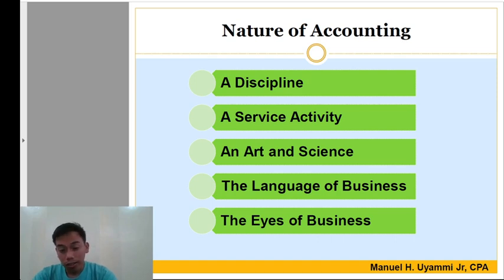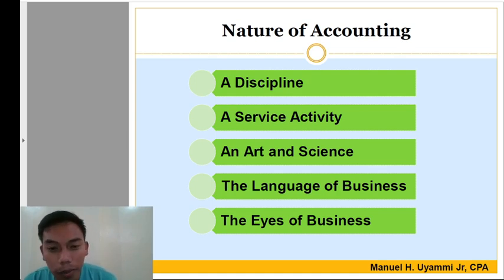Why is it also a science? Because it is a systematized body of knowledge. So, meron tayong set of principles na sinusunod. Hindi natin kailangan lumabas outside the accounting principles that we need to follow. And also, it is the language of business.